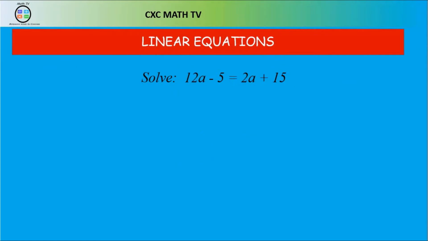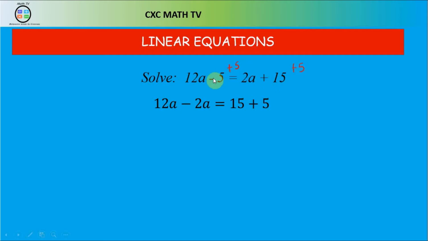Now what about this equation here? 12a minus 5 equals 2a plus 15. Again, the same procedure. We need to group like terms. So we bring the 2a to the other side so it becomes minus. But the negative 5 right here, since it's a minus, we're going to have to add 5 to both sides to do the opposite operation.